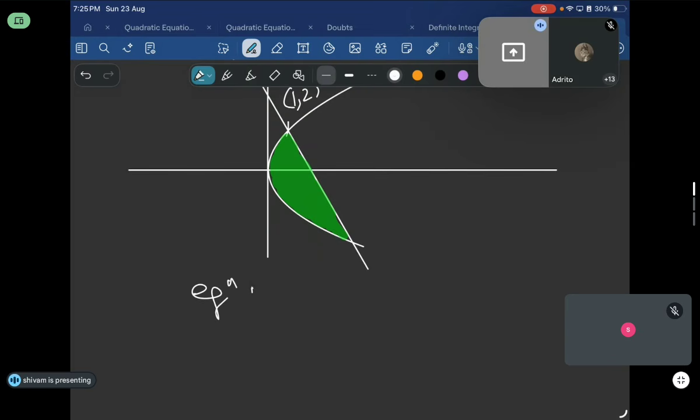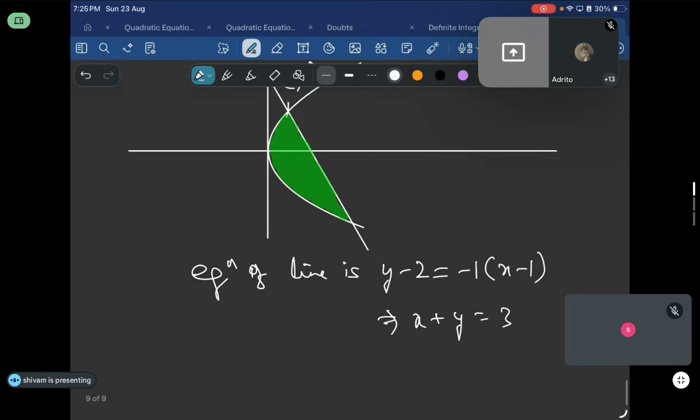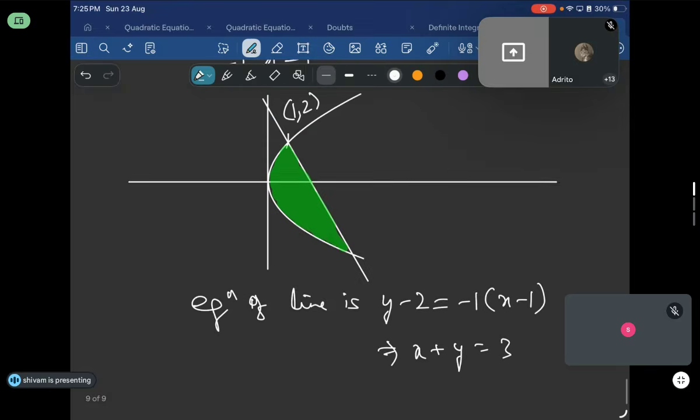So the equation of the straight line is y minus 2 is equal to -1 into x minus 1. This will give us x plus y is equal to 3. Right, tell me everyone. So I've got the equation of the straight line.